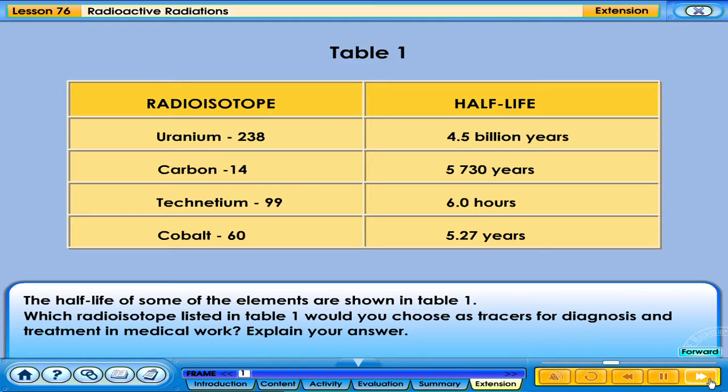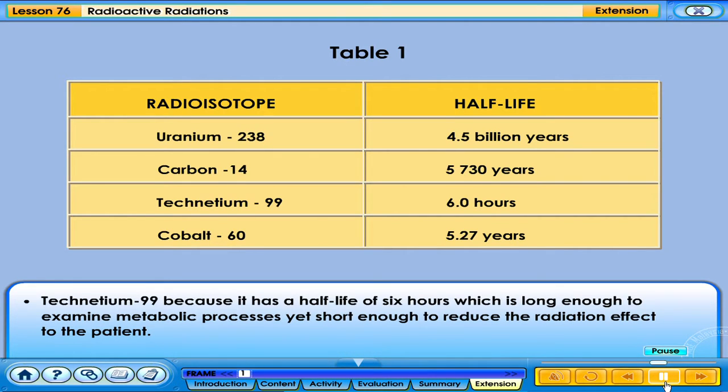Which radioisotope listed in Table 1 would you choose as a tracer for diagnosis and treatment in medical work? Explain your answer. Why are alpha particles not used in radiotherapy? Technetium-99, because it has a half-life of 6 hours, which is long enough to examine metabolic processes, yet short enough to reduce the radiation effects to the patient.